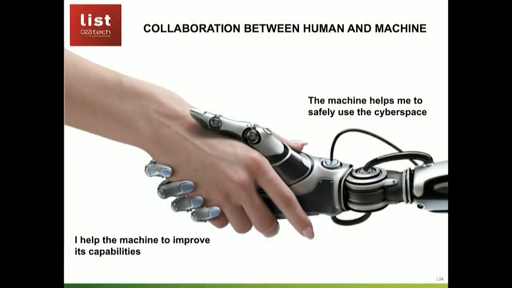And about cooperation, that's my last slide, we really need this collaboration between human and machine. I would like the machine to be my digital guardian angel, really helping me to access cyberspace. But also, I need to help it, and as some talks presented today, to also improve the capability of the machine. So human in the loop and how to improve it is also a key element for us.